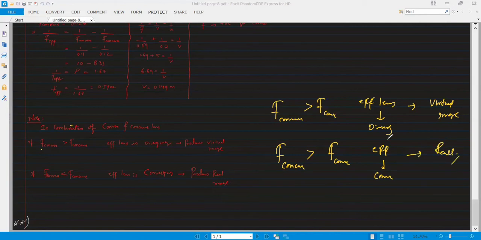So these are the problems which are from ray optics. I hope this is going to help you for the board examination now. All the best.